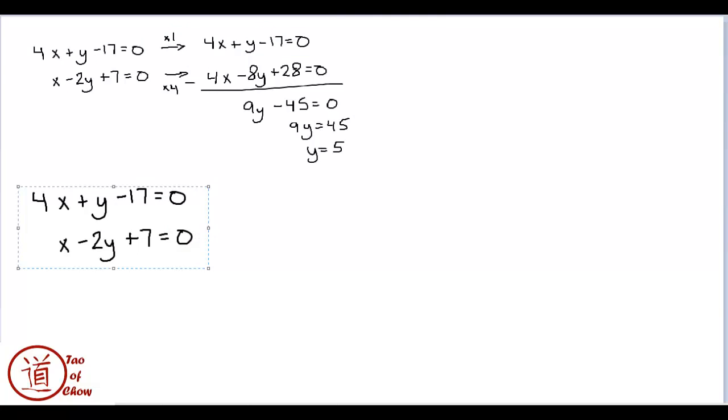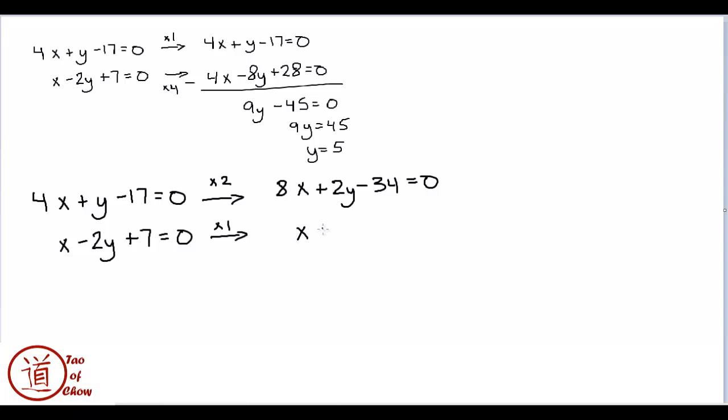Okay, so before I eliminated the x, this time I'm going to eliminate the y. So what I'm going to do is multiply this first one by 2 and the second one by 1. Okay, so I end up with 8x plus 2y minus 34 is equal to 0. Then I can say the bottom one is x minus 2y plus 7 is equal to 0.